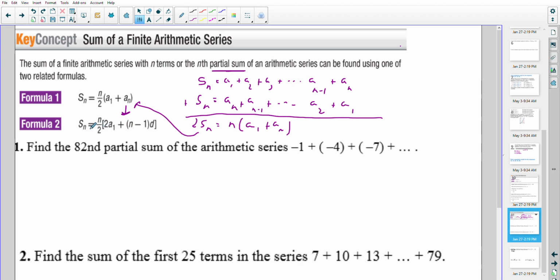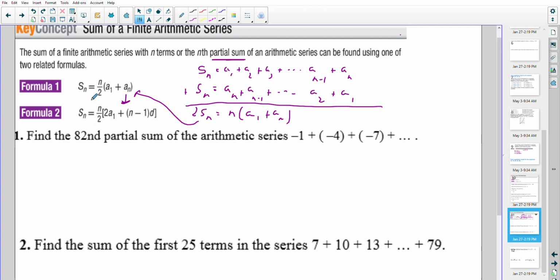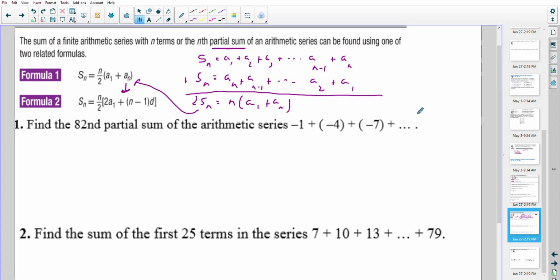Now, to get the second formula, you're basically taking your a sub n and substituting in the sequence formula, which is a sub n equals a sub 1 plus n minus 1 times d, and that's how you end up with the second one. But I think I just keep them separately, and use this formula and the sequence formula to solve the problems that you need to. Let's go ahead and solve the first one.